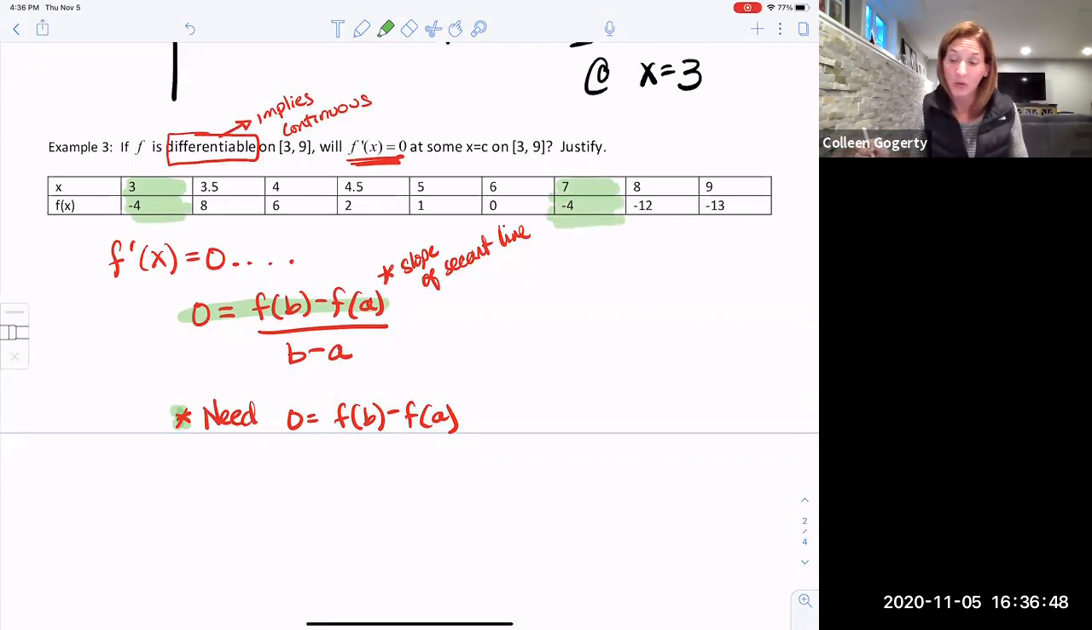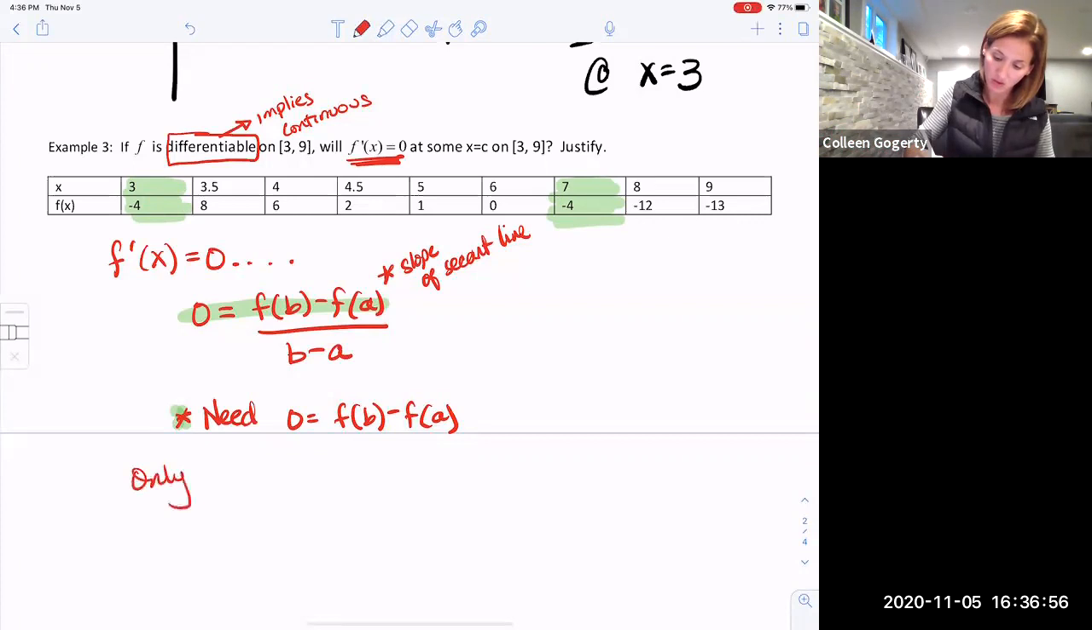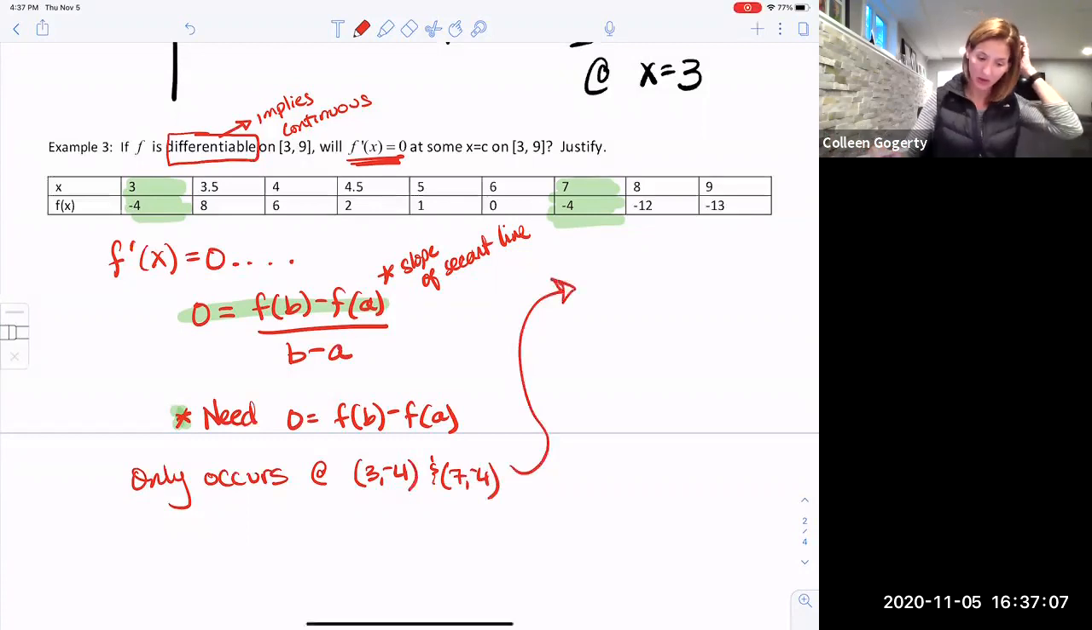Here, we get an output of -4, and here. Is that on the interval of 3 to 9? First of all, yes, it is. So this is a good thing. So this can only occur at 3, -4 and 7, -4. So let's calculate this. Let's take a look. So if we had f of 7 minus f of 3, all over 7 minus 3.